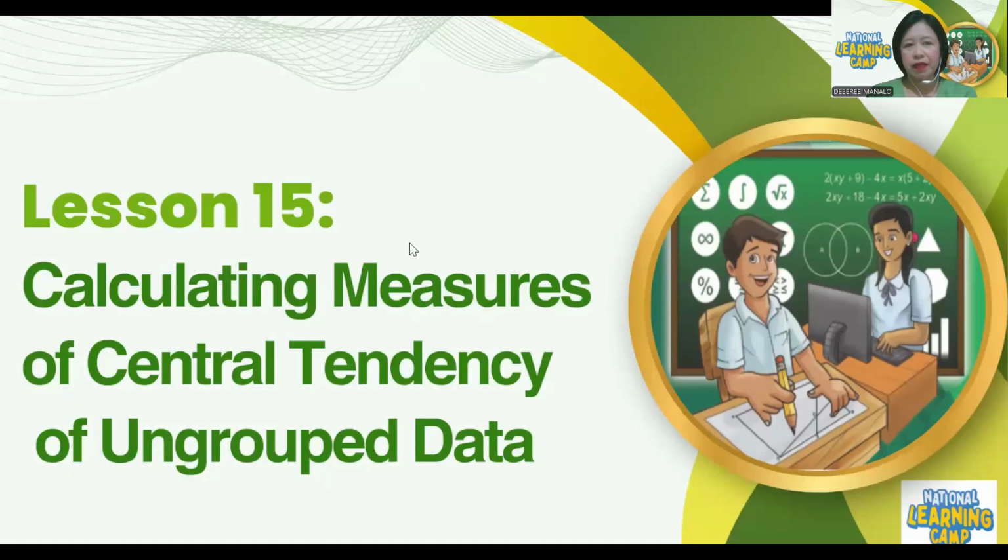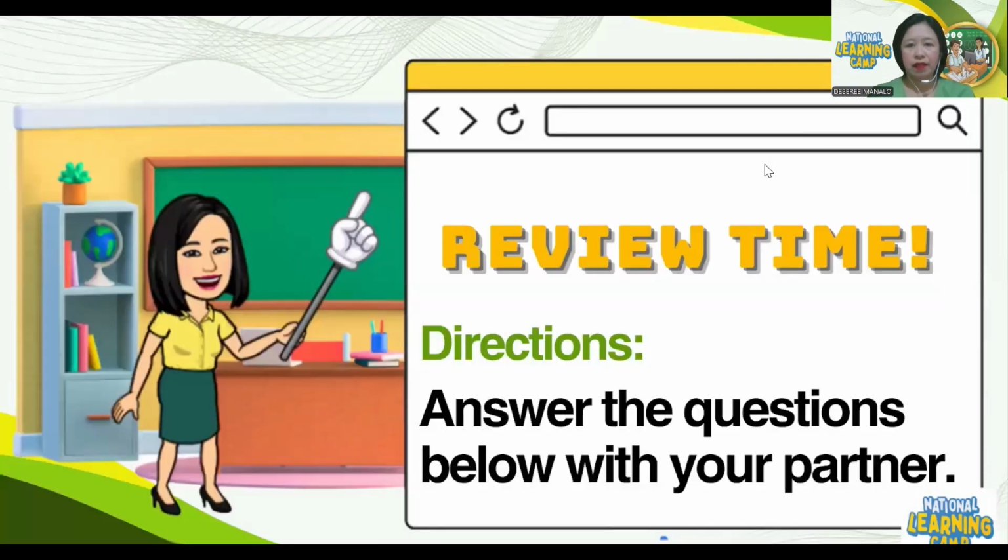Our NLC topic is all about lesson 15, calculating measures of central tendency of ungrouped data. Let's have the review. Directions: answer the questions below with your partner. You can pause the video to answer the given questions.